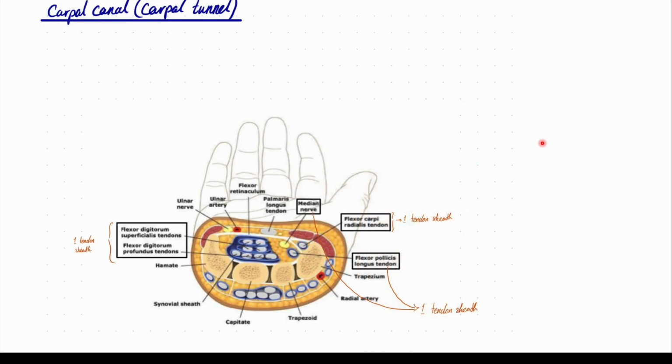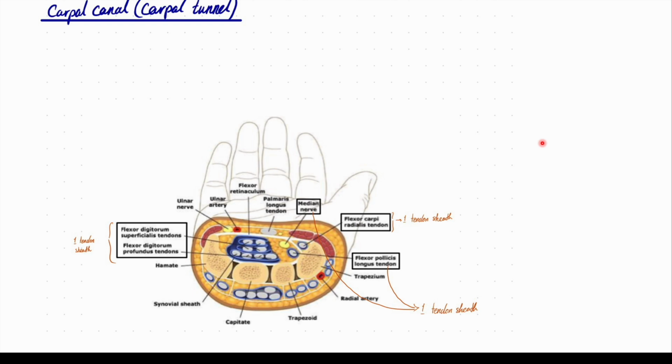Now moving on to the carpal canal or carpal tunnel. It is an osteofibrous canal which is made by fibrous connective tissue and carpal bones, with both sides making carpal eminences. We have the ulnar carpal eminence and the radial carpal eminence. Now you can just say the names of the bones on the ulnar and radial side that make the eminences.